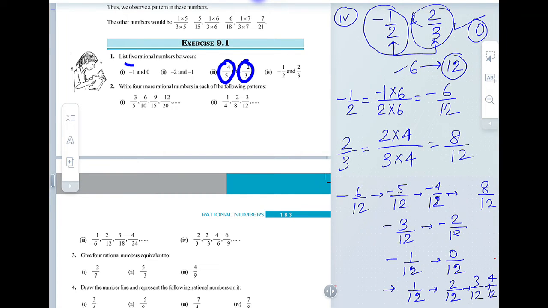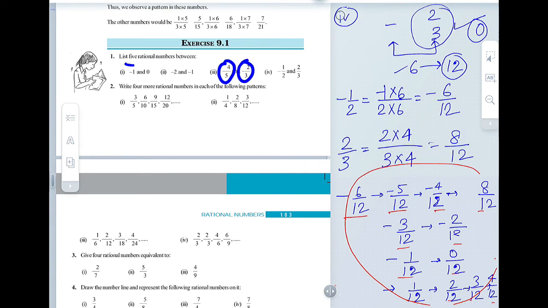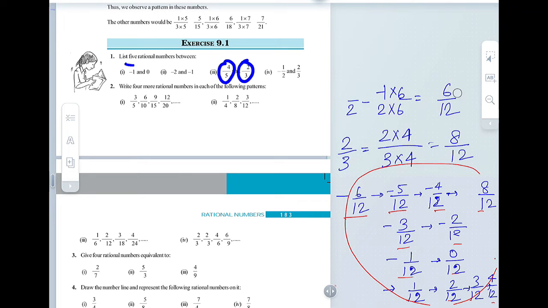In this way we will find. Okay. See, I have shown you so many rational numbers here. So this is the way of finding. Now the choice is yours, in which procedure you are willing to do. Let's come to the next question.